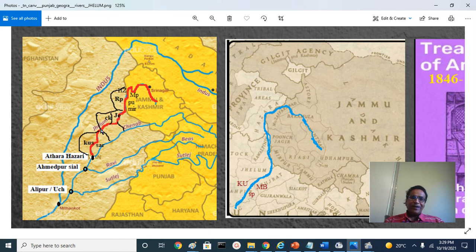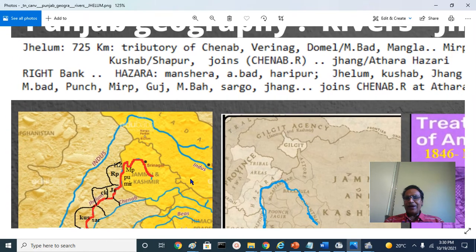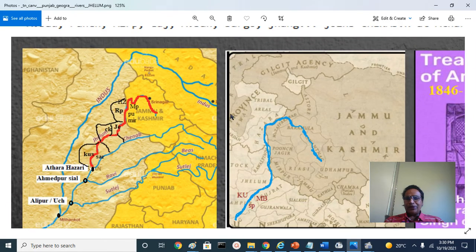The river still continues, and the historic Shahpur district surrounds the entire river. On the western side it is the Khushab region, on the eastern side it is the Sargodha region, and south of Jhang it joins the river Chenab. That is about River Jhelum.